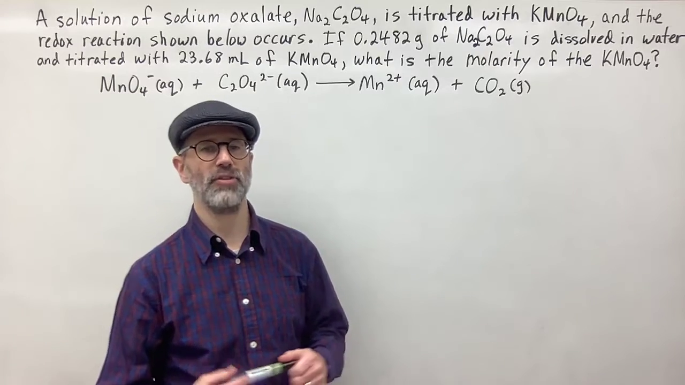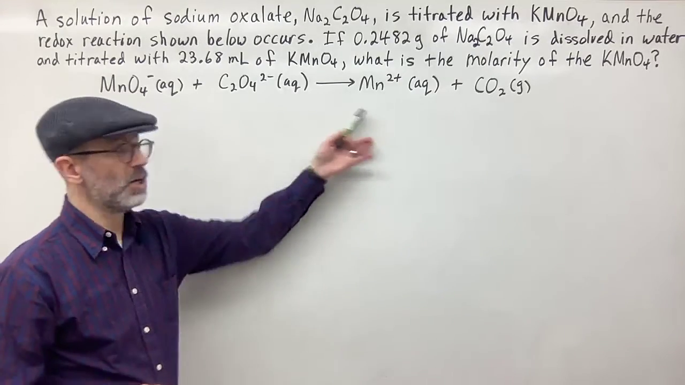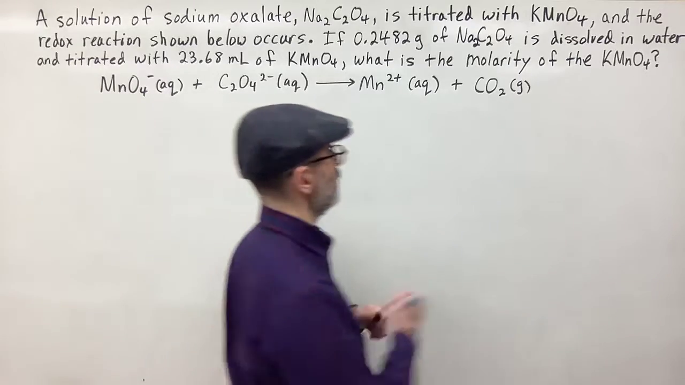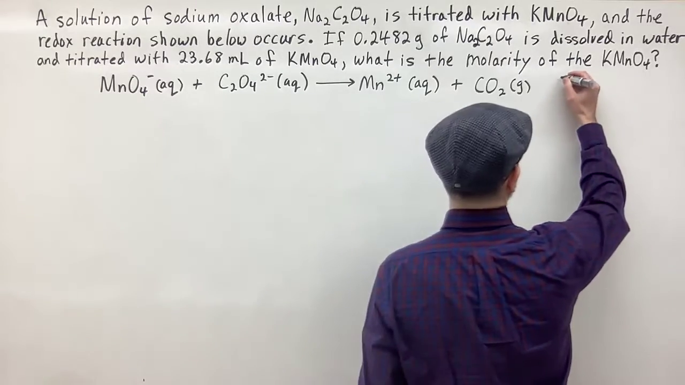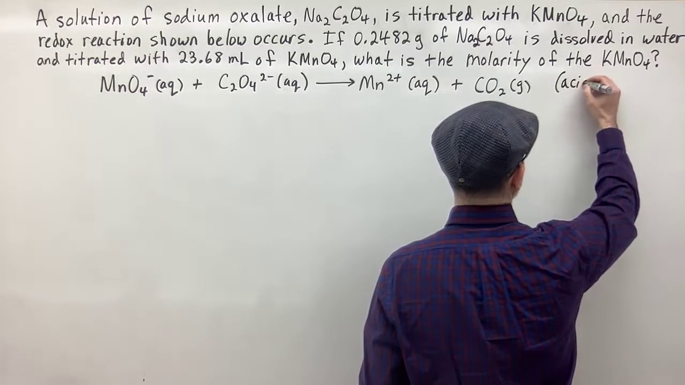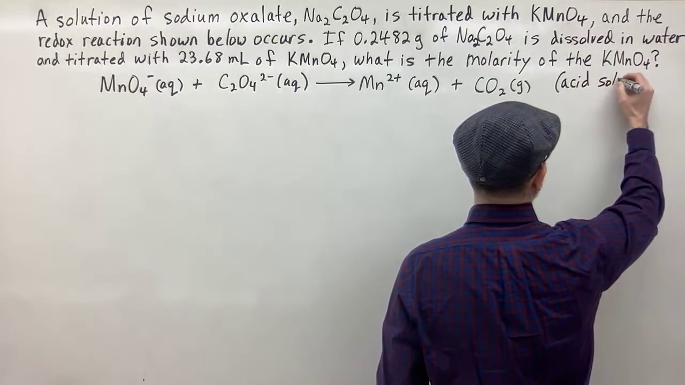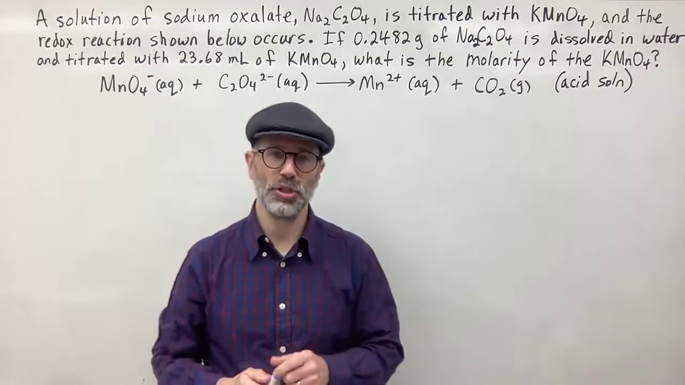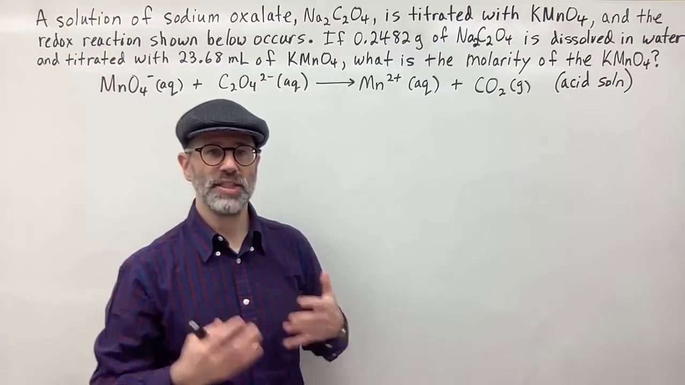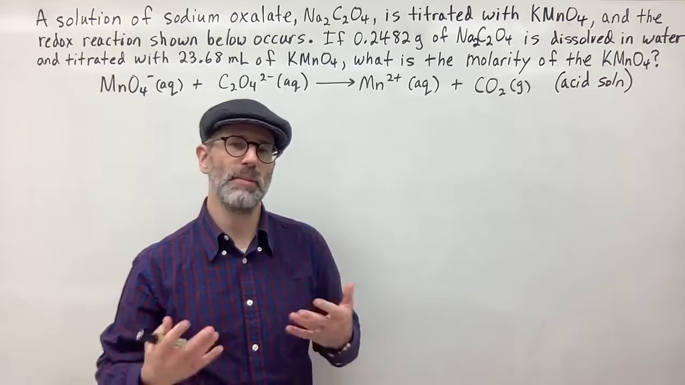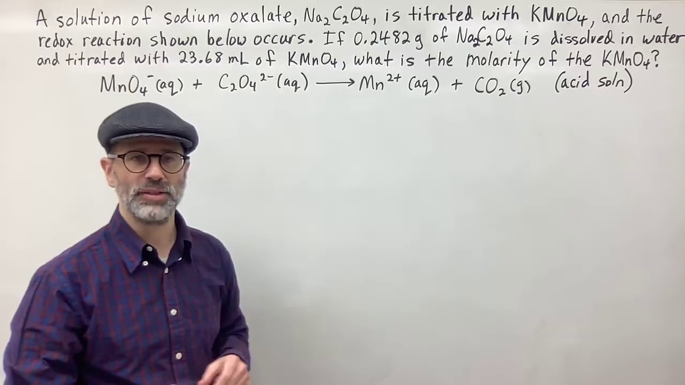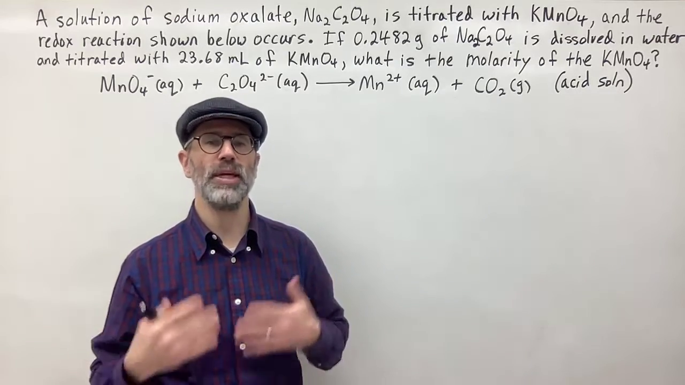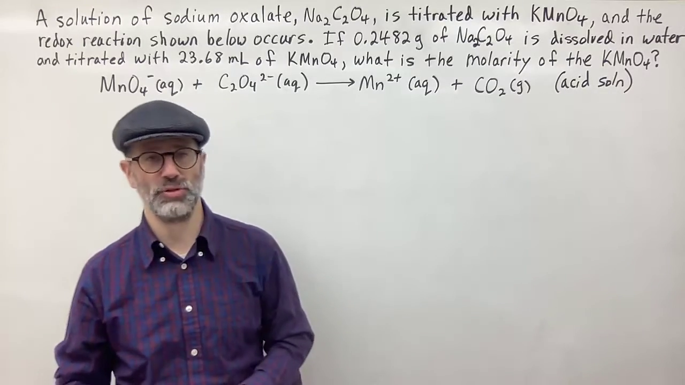Okay, and then they give us this unbalanced redox reaction. One of the things to keep in mind is that it is in acidic solution. So the first thing we need to do in order to use this equation for stoichiometry is balance it, because right now we have an unbalanced equation, and we need the coefficients for the mole ratios.